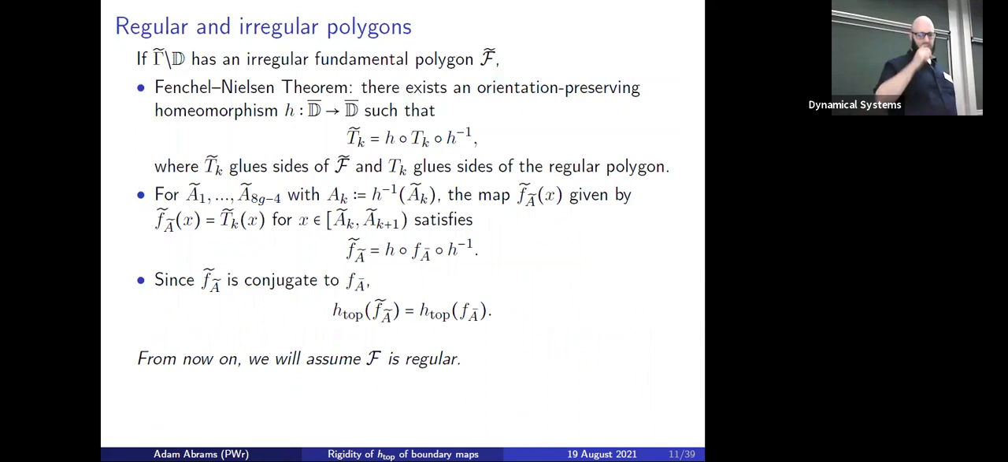The first step, as I mentioned, is to say that we can always use regular polygons. And basically, this is a result of the Fenchel-Nielsen theorem. The Fenchel-Nielsen theorem says that in this context, if you have a Fuchsian group and a fundamental polygon that is not regular, you can conjugate everything to the version where you do have a regular polygon. And so for the rest of the talk, I'm just going to use a regular polygon. I'm not going to worry about irregular polygons anymore.